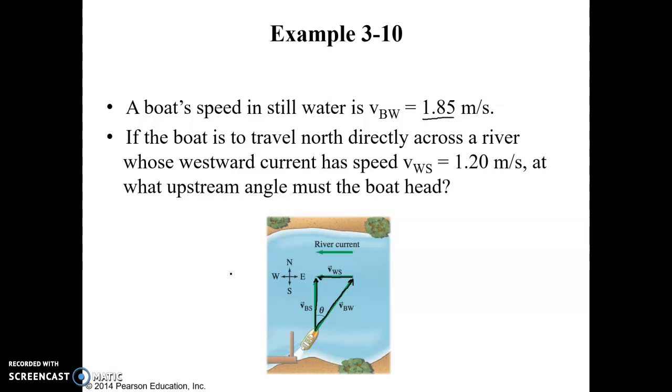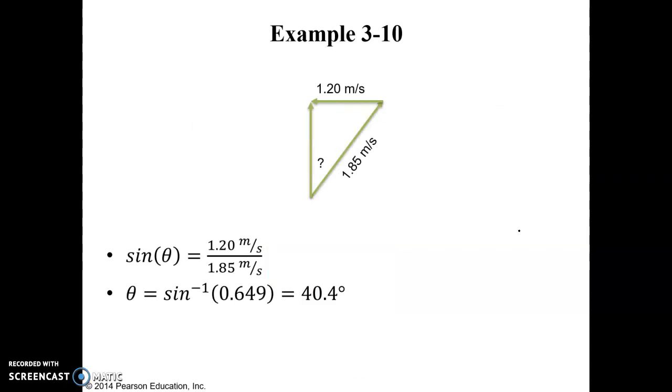The question is, what's this angle? How far upstream should the boat aim, so to speak? The velocity of the water with respect to the shore is 1.2 meters per second. So this may seem kind of confusing because we've got multiple velocities going on. The boat is moving, the water is moving. But really, if we just break this down into a simple diagram, the problem becomes pretty easy.